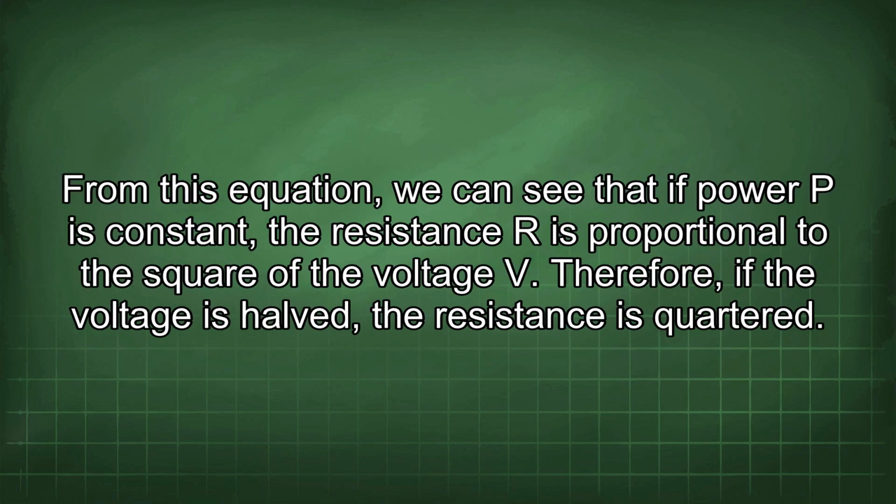From this equation, we can see that if power P is constant, the resistance R is proportional to the square of the voltage V. Therefore, if the voltage is halved, the resistance is quartered.